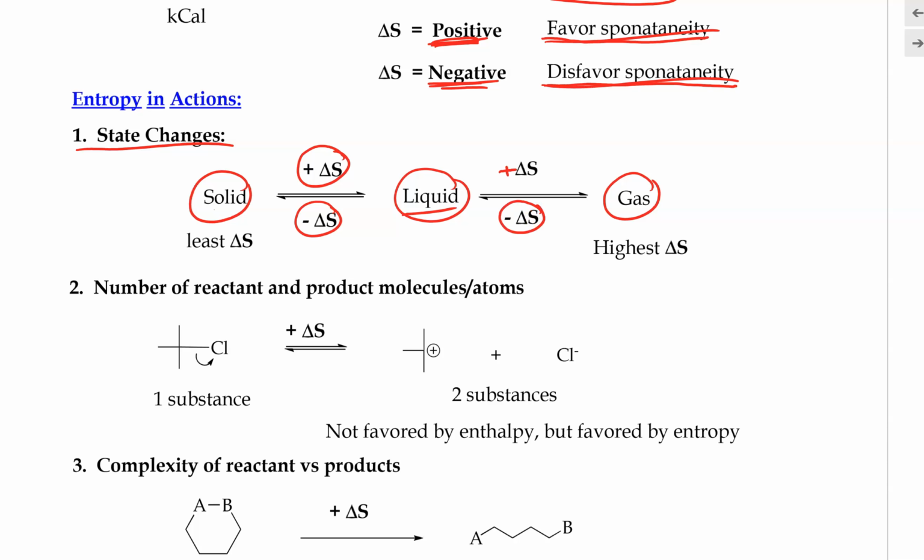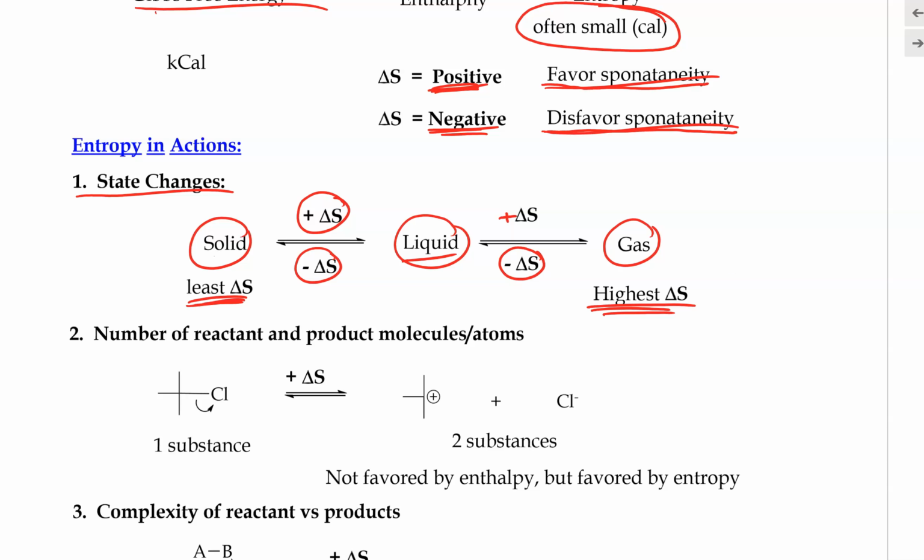So basically, what we're looking at is that the gas state has the highest delta S, versus the solid state has the least delta S. So basically, this is saying that the process of changing from a solid into a liquid and a gas state will then be a spontaneous process, because again, the gas state has the highest entropy.